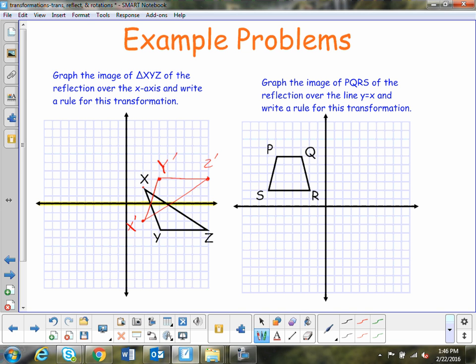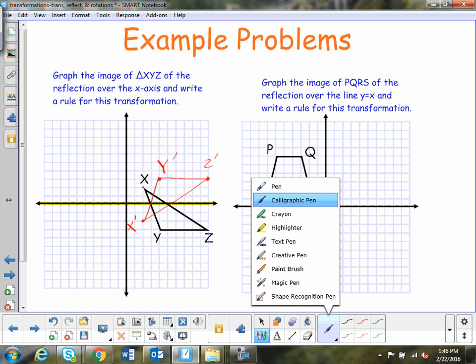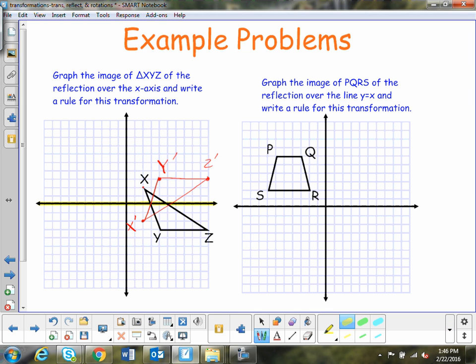And so that red triangle that I have is the image of that reflection. Okay, over the x-axis. So make sure you highlight that. Over the x-axis. Okay, so now we have to write the rule.